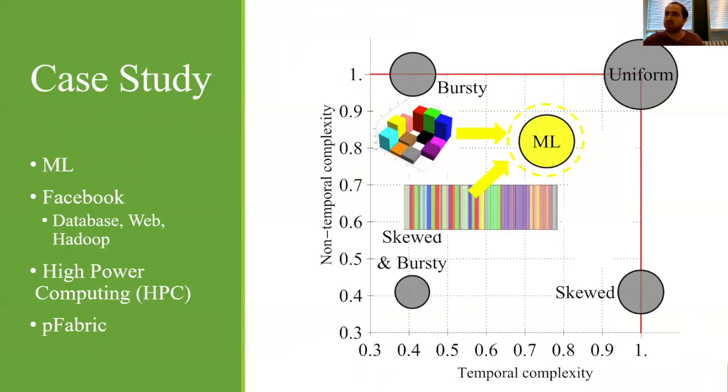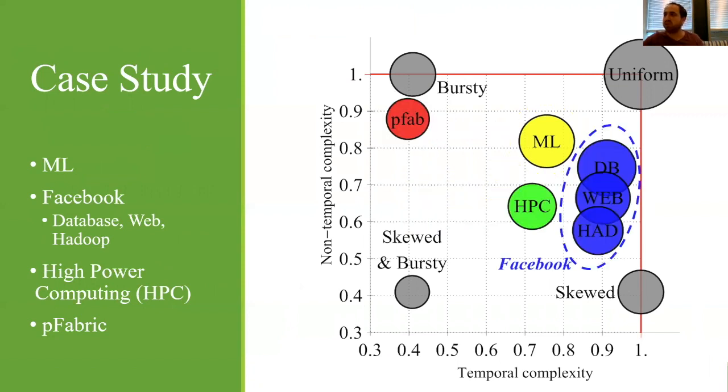So we start by looking at the results from the machine learning application, here represented by this yellow circle. And as we expected, the machine learning contains both temporal and non-temporal structure. It therefore appears somewhere in the middle of the map and not along one of the edges. And this result is not surprising. And what about the other results?